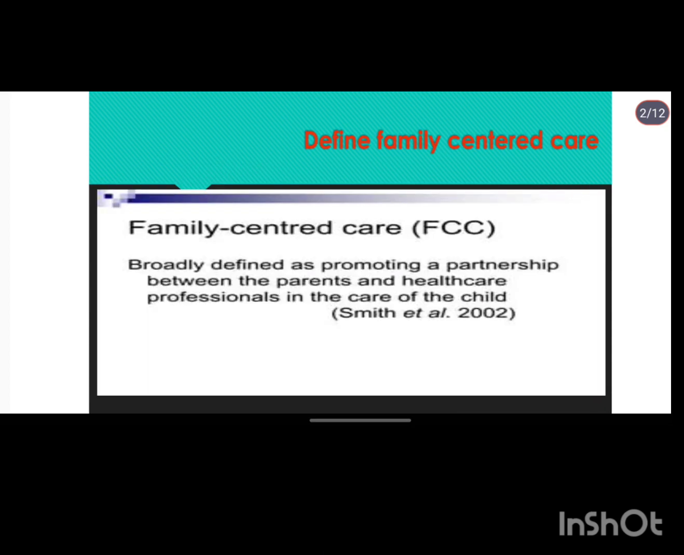So the second question is, define family-centered care. Family-centered care is broadly defined as promoting the partnership between the parents and healthcare professionals in the care of the child. So we are trying to involve the parents in the healthcare when we are taking care of the child and for themselves. That is called family-centered care. Next question.